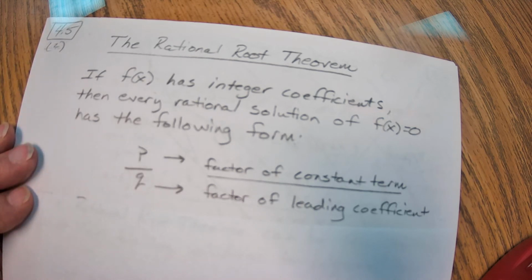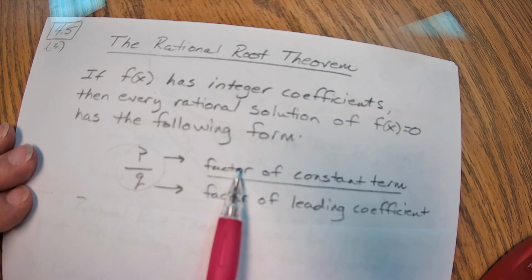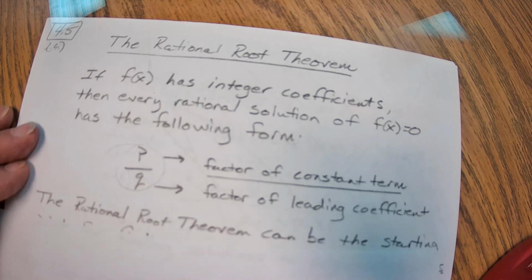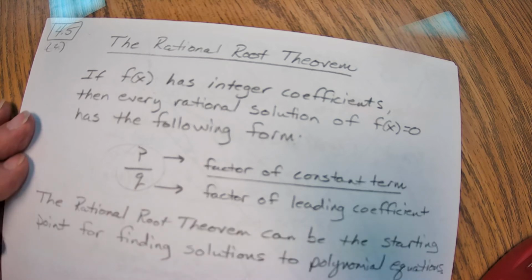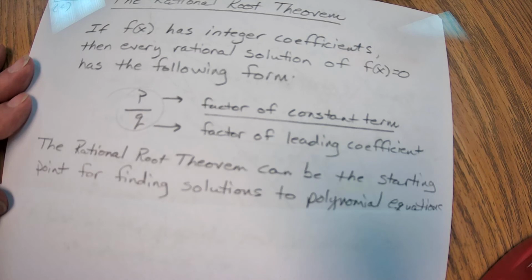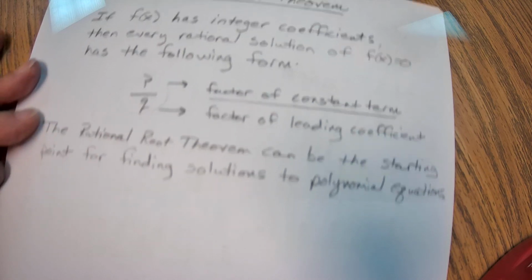So if you look at this, this is a fraction. The numerator are all the possible factors of the constant term, and the denominator is all the factors of the leading coefficient. This will make more sense when we do an actual example. So the rational root theorem can actually be the starting point for finding solutions to polynomial equations.